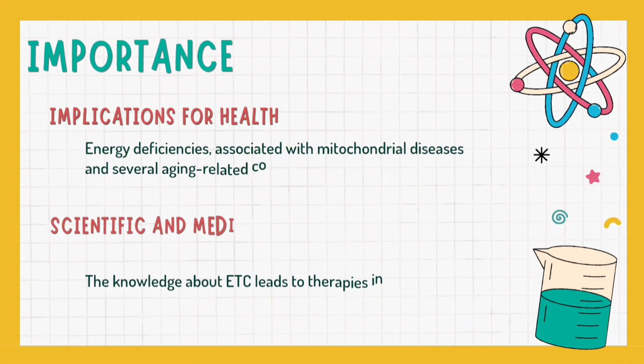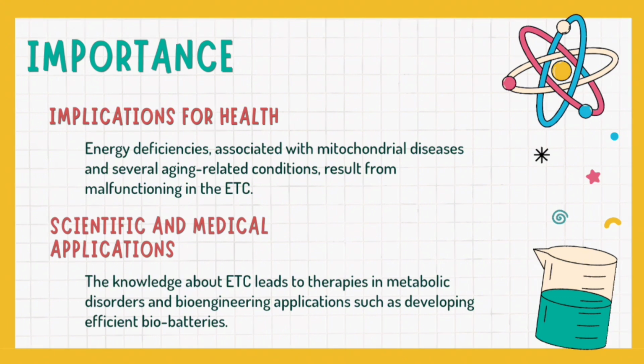Implications for health. Mitochondrial diseases and several aging-related conditions result from malfunctioning in the ETC. Malfunctions in the ETC can lead to energy deficiencies, causing various health problems. Mitochondrial diseases are a group of disorders affecting the mitochondria, often resulting in muscle weakness, fatigue, and other symptoms. Aging-related conditions: as we age, mitochondrial function declines, contributing to age-related diseases and overall decline in health.